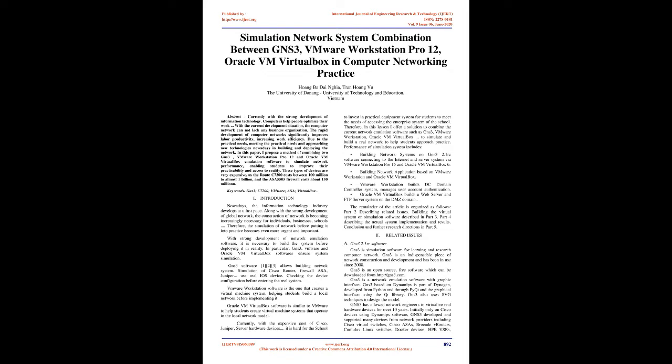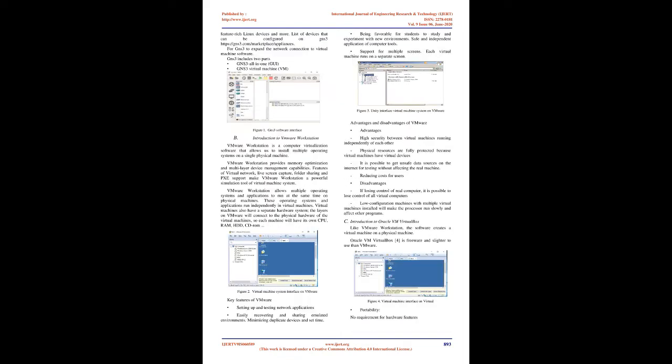With strong development of network emulation software, it is necessary to build the system before deploying it in reality. In particular, GNS3, VMware and Oracle VM VirtualBox softwares ensure system simulation. GNS3 software allows building network system simulation of Cisco router, firewall ASA, Juniper, use real IOS device. Checking the device configuration before entering the real system.